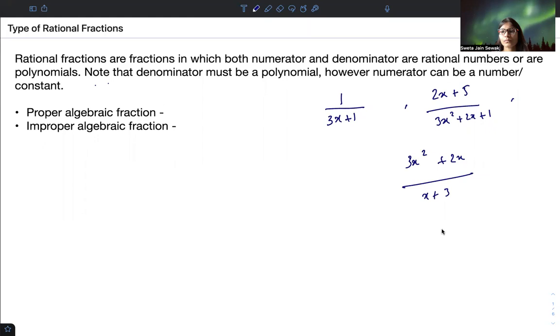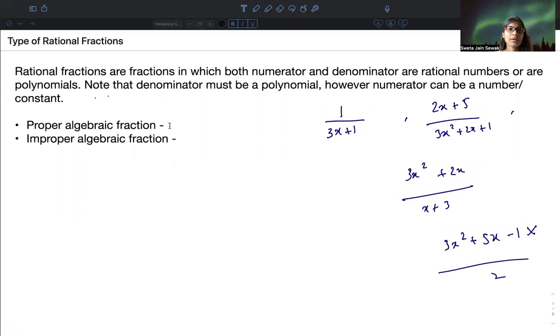However, 3x squared plus 5x minus 1 over 2 doesn't qualify as a rational fraction. Now there are two types of rational fraction. One is a proper algebraic fraction, another one is an improper algebraic fraction. So what do we mean by a proper algebraic fraction? It's a fraction in which the degree of the numerator is smaller than the degree of the denominator.